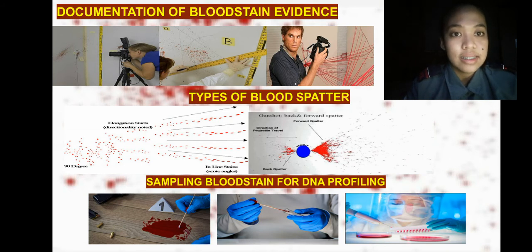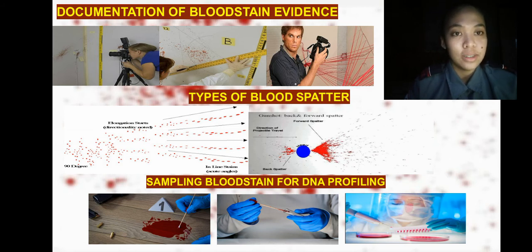Next is the types of blood spatter. First is the cast-off, meaning ito yung mga blood released and thrown from a blood-bearing object in motion. So ito yung mga kalat-kalat na blood spatter sa ating crime scene. Next is the back spatter and the forward spatter. Ang back spatter, ito yung blood that comes out of the entrance wound, often landing on the weapon or the perpetrator. And next is the forward spatter, which is the blood associated with the exit wound.